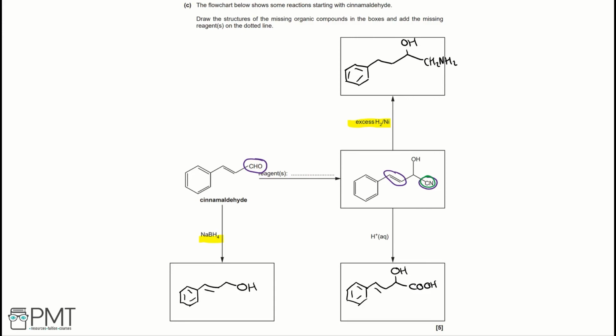And then finally, thinking about the reagents to turn cinnamaldehyde into this other product, well, we need to react it with NaCN and H+. This is going to convert your aldehyde into your hydroxynitrile, which is the product on the right. To get the 5 marks for this question, you get a mark for the bottom left product being correct, a mark for the bottom right product being correct, a mark for the correct reagents, and then 2 marks for the top right product being correct.